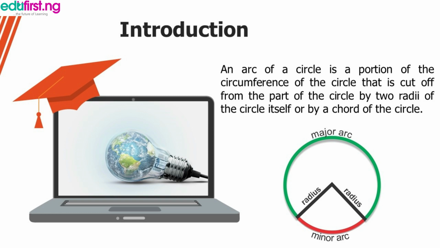Now there are two, so we call them radii. Notice that the radii have cut the circumference of the circle in two parts. So these two parts are now what we call the major and the minor arc. If we're putting that in a sentence, we say an arc is a portion of the circumference of the circle that has been cut off from a part of that circle by two radii or by a chord.